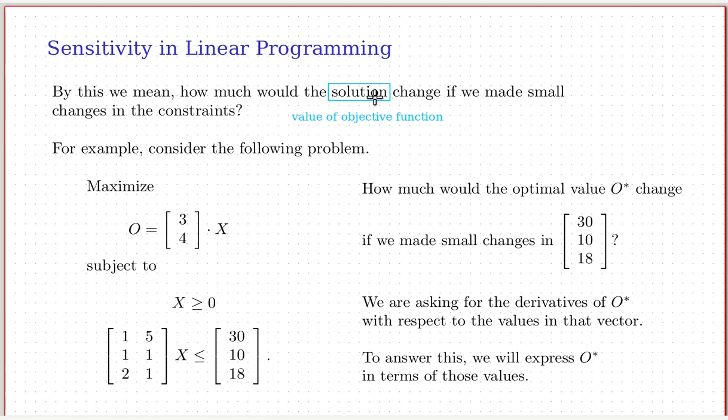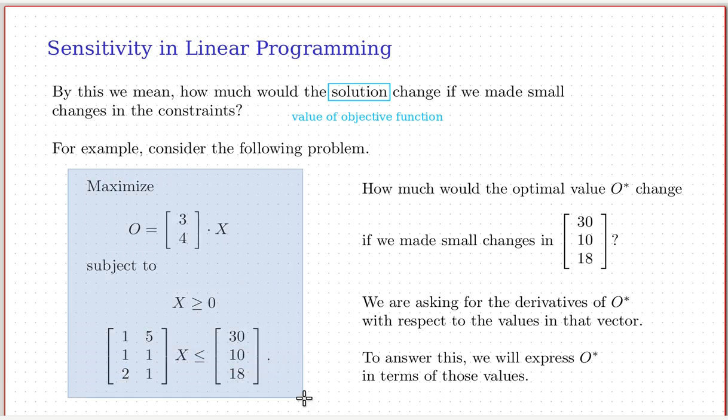And then the other thing is we're trying to think of how that solution depends on the changes in the constraints. By the changes in the constraints, I mean the coefficients or the constants in that constraint vector, the vector that gives the constants on the right side of the inequality. To make it clear, let's consider an example.